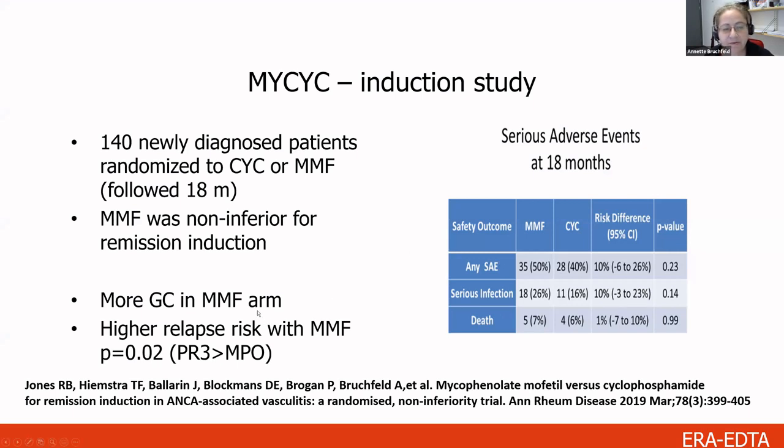For other results, there was more glucocorticoids given in the MMF arm. I don't know how that came about, but perhaps people felt unsure about the effect of MMF and they tapered it more slowly than you were supposed to. And also there was a high relapse risk with MMF that was significant, but exclusively in the PR3 positive patients. The serious adverse events were not significantly different between the two arms. You had a number of infections as would be expected, but they didn't differ between the arms.